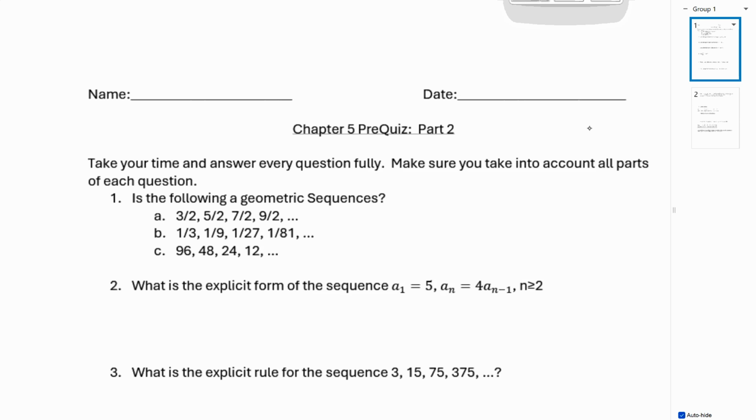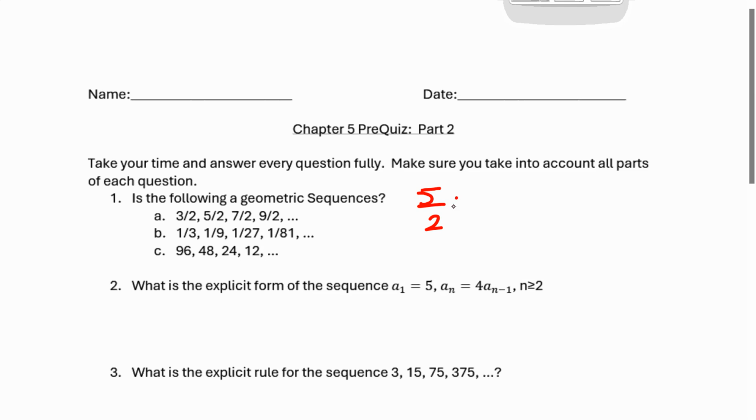Okay, in this pre-quiz part 2 of chapter 5, let's go ahead and go through this. First question: is the following a geometric sequence? That means you have to multiply by some number repeatedly to get all the other terms in the sequence. If I start with 3/2, I figure out what times that equals 5/2. If I go in reverse and take 5/2 and divide that by 3/2, that would tell me what I times by 3/2 to get to 5/2.